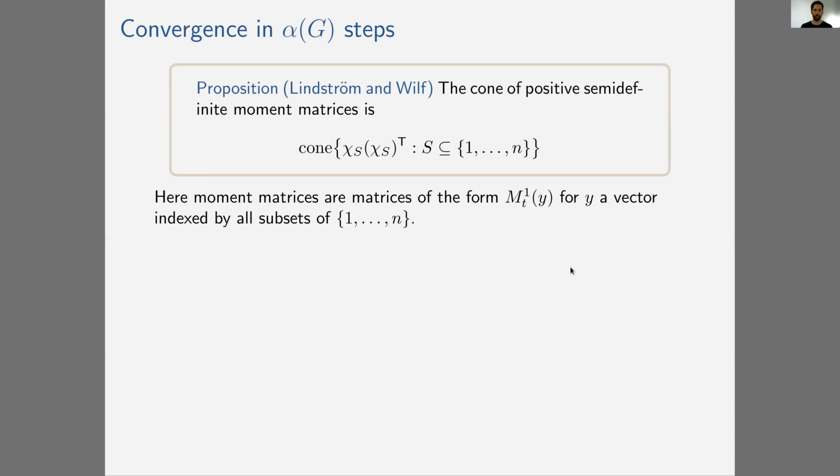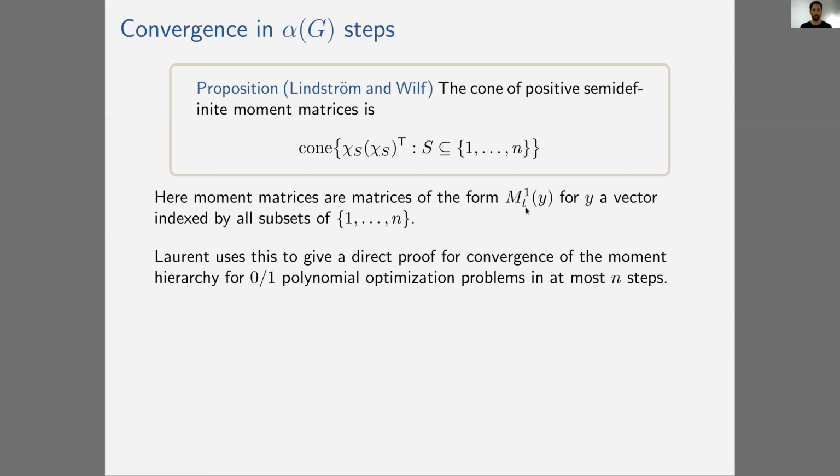So I do explain what moment matrices are. Your moment matrices are matrices of the form M_t(y), as we saw yesterday, where y is a vector indexed by all subsets now. So this is not truncated. Oh, so I can remove the t here even, right? The t is n here.